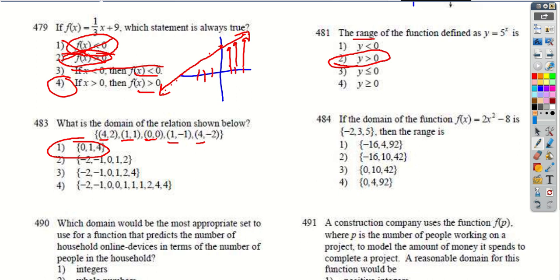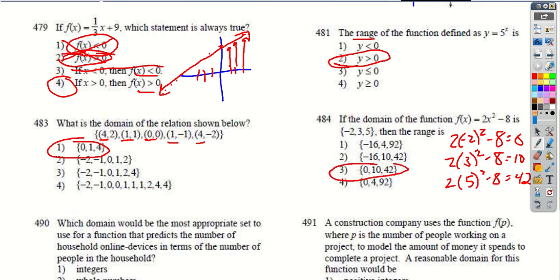484. If the domain is given, then the range is. Now, one way to do it is just to plug in. So 2 times -2 squared minus 8, then 2 times 3 squared minus 8, and 2 times 5 squared minus 8. So this is essentially 8 minus 8, which is 0. This is 18 minus 8, which is 10. And this is 50 minus 8, which is 42. So I can see that I'm going to end up picking this one.